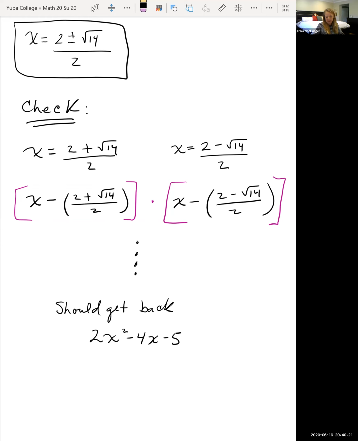So basically, if you had used the quadratic formula and you got a negative underneath the radical, that's a complex number, you would have i in there.